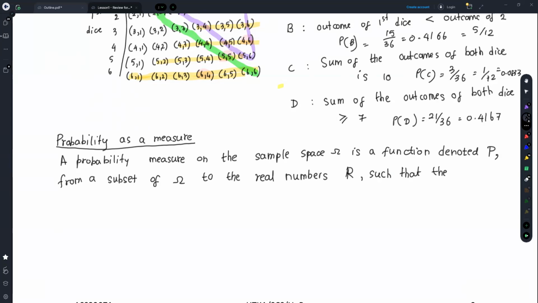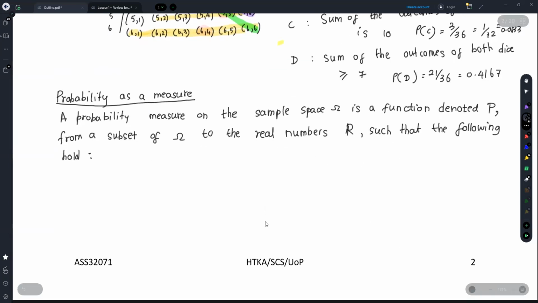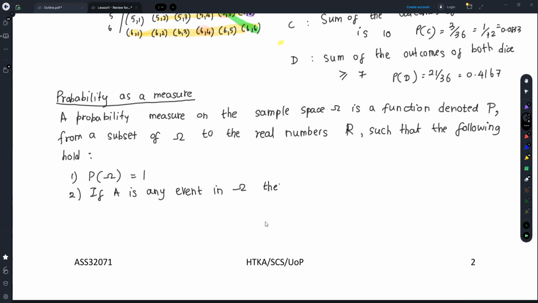Such that the following holds. These are, you may say, axioms; these are the properties that the probability measure has. If these three conditions are satisfied, you can say probability is a measure. So what are those three conditions? The probability of the sample space is 1. Probability of omega is 1, that we know. If A is any event in the defined sample space omega, then the probability of A is greater than or equal to 0.